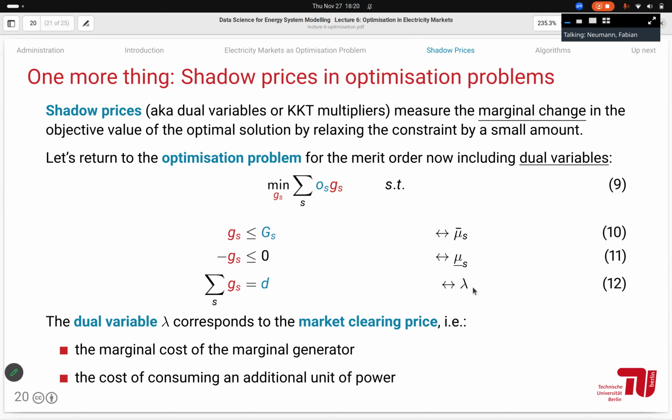So the unit of this shadow price will always be the unit of the objective function, so euros, divided by the unit of the constraint. So it could be euros per megawatt hour.